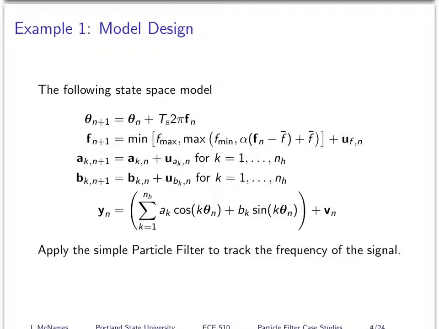So here's the model. The first thing here is we've got the angle, and sadly, not all engineers realize that the angle is related to the frequency by an integral, or in this case, in discrete time, it's equivalent to a sum. So the angle is equal to what it was at time n, plus the sampling period times 2 pi times the frequency. The frequency is in hertz. And so this is how the angle is calculated in units of radians.